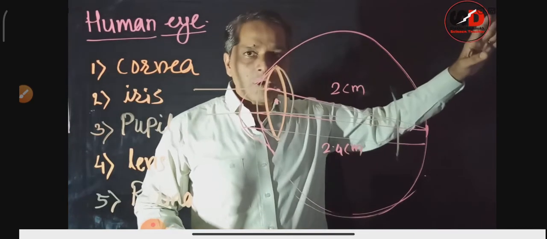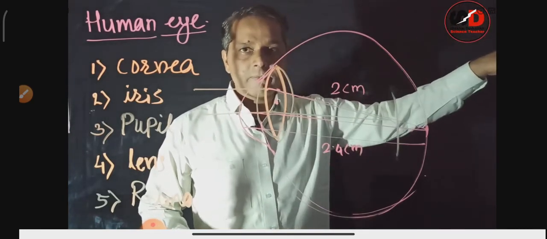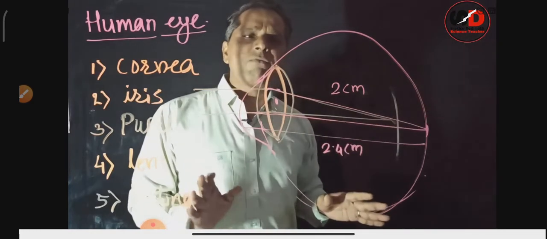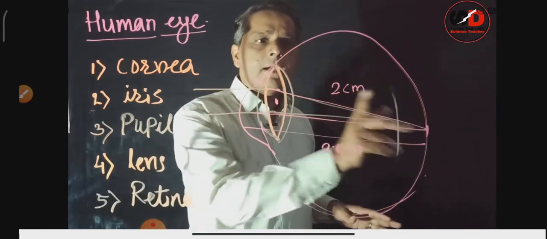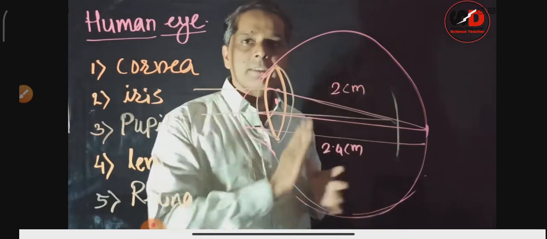So to see a distant object which is far from us, the image is automatically formed on the retina at 2 centimeters, that is, on the focus.